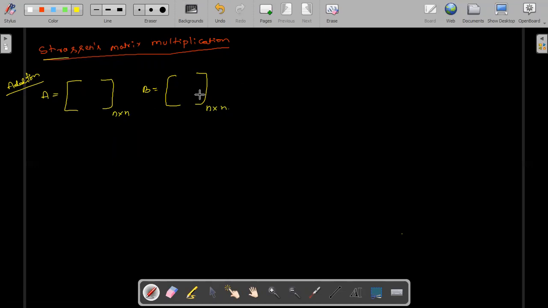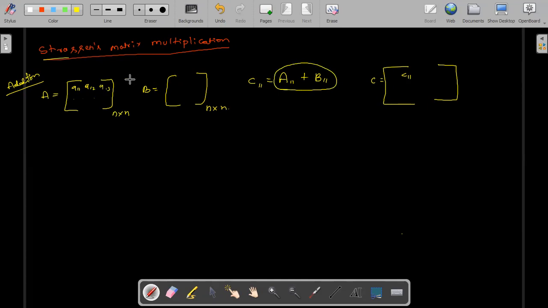Suppose I wanted to add these two matrices. What are we going to do? C11 is equal to A11 plus B11. We know very clearly here A11, A12, again A13, like this it goes on. One more matrix we are taking, C, the same kind of matrix. To get C11, I have to add these. That is the reason we want to do the addition here.